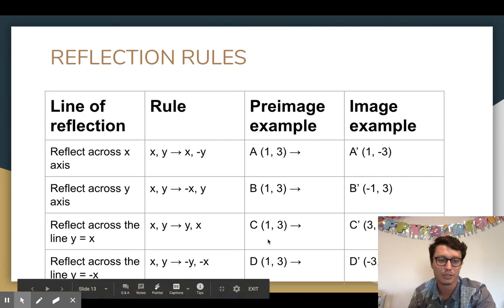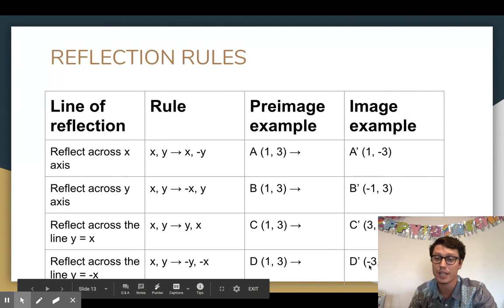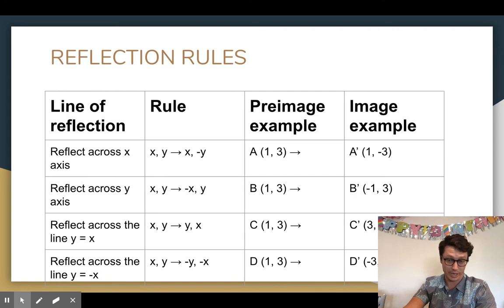And last one, reflect across the line y equals negative x. (x, y) changes to (negative y, negative x), which means you flip the numbers and you switch the signs. So (1, 3) becomes (negative 3, negative 1). Okay, we're going to practice these, all right?